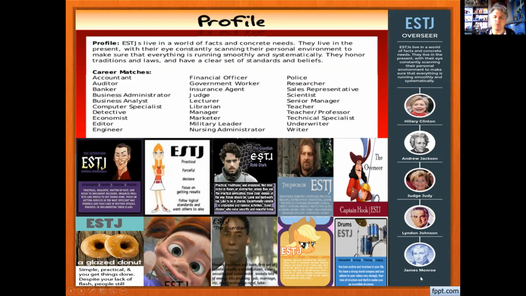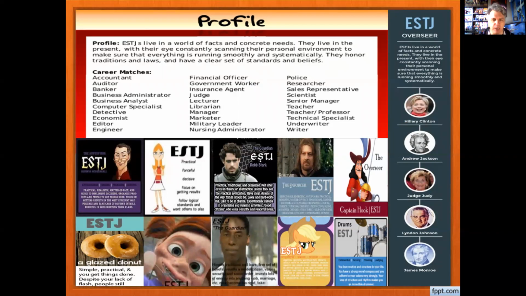Now, again, this isn't based on true personality tests. This is based on people's perceptions of these characters that they see. It's not like Andrew Jackson and Lyndon Johnson and James Monroe did a personality test before Myers-Briggs were even around.